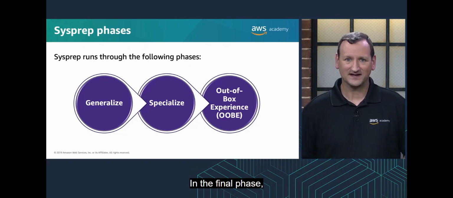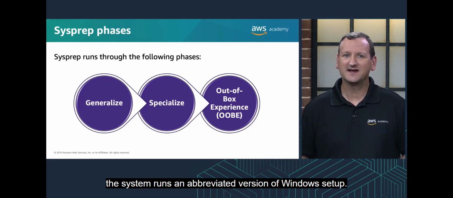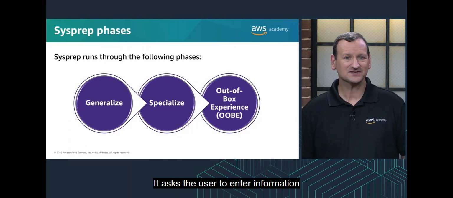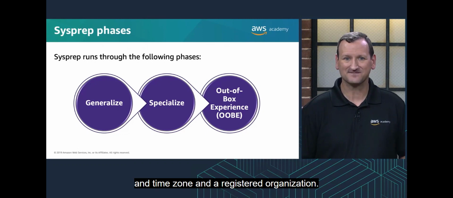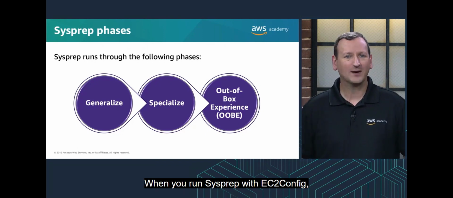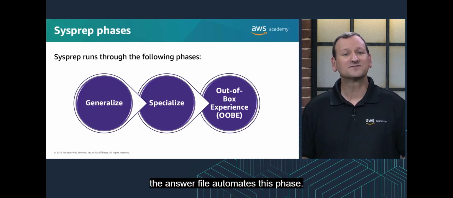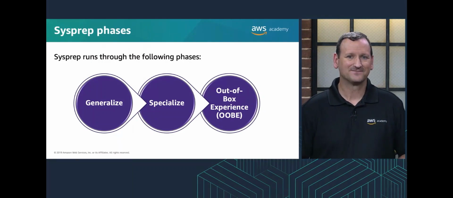In the final phase, the system runs an abbreviated version of Windows setup. It asks the user to enter information such as system language and time zone and a registered organization. When you run sysprep with EC2Config, the answer file automates this phase.